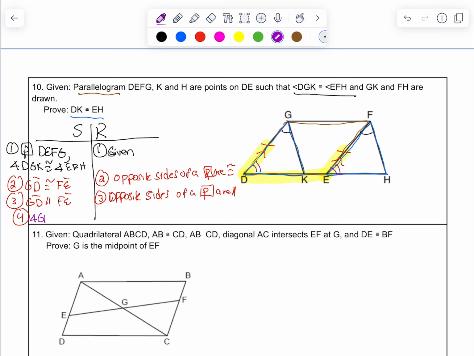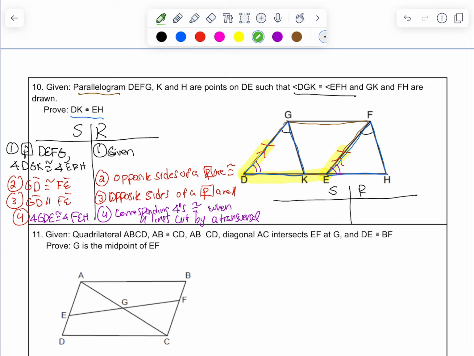angle GDE is congruent to angle FEH. Corresponding angles are congruent when parallel lines are cut by a transversal. You do need to put that it's because of parallel lines, that they're congruent, because corresponding angles is one of those relationships that's only true when we have parallel lines, just like alternate interior angles. You continue over here. It's not too much space. Sorry about that. That's all the information that we need.